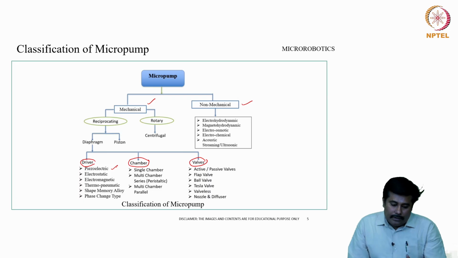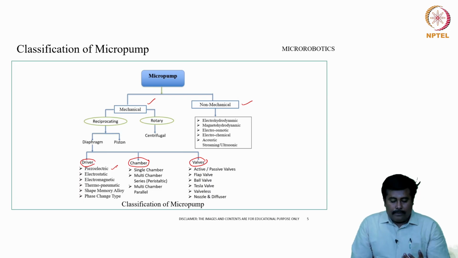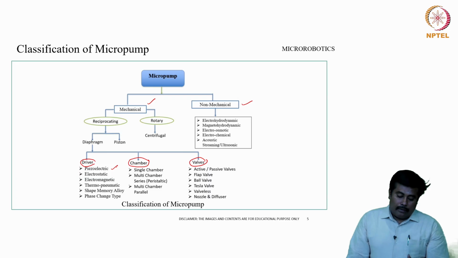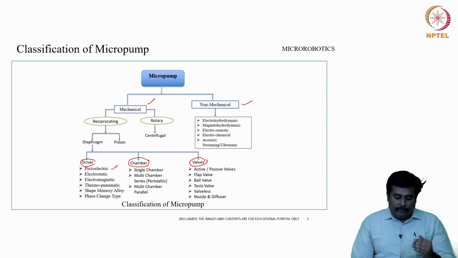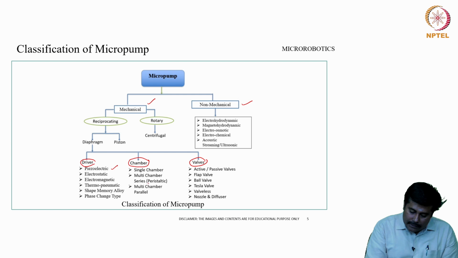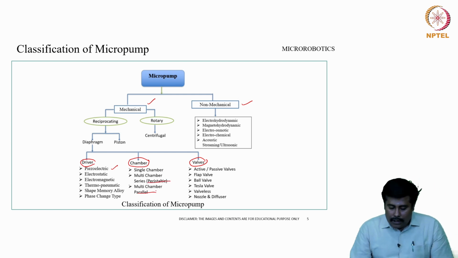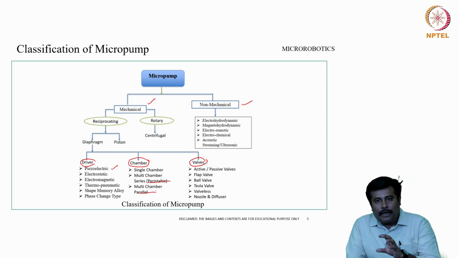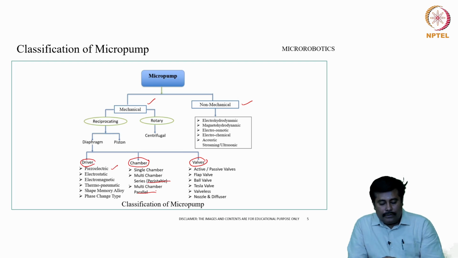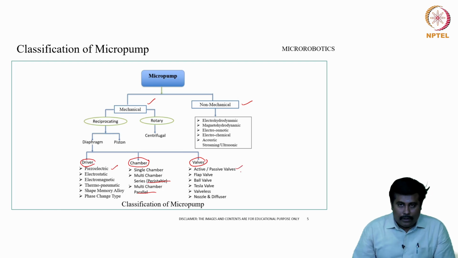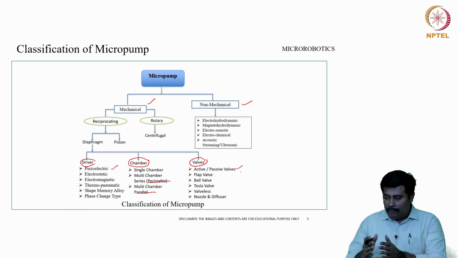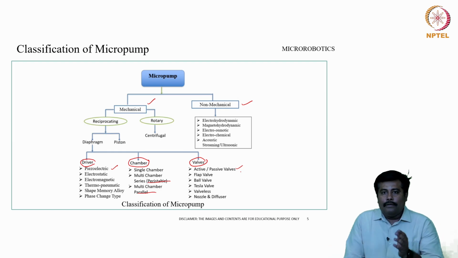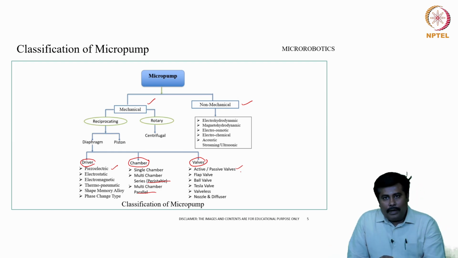As far as chambers are concerned, we have multi-chamber micropumps and single chamber micropumps. The multi-chamber micropump can again be classified into two: a peristaltic based micropump and a parallel based micropump. Now, when we classify these micropumps from the valves perspective, we have active and passive valves, that is, by effectively having an efficient control system, we can have active based valves and passive based valves.